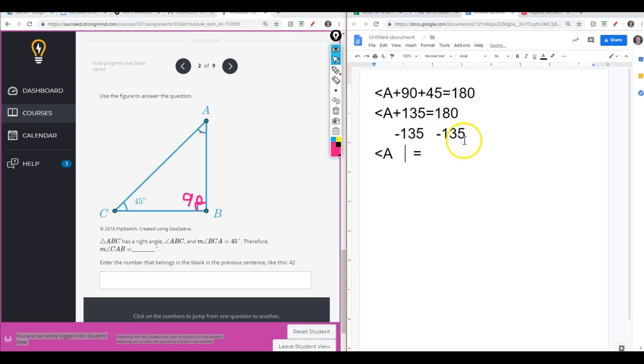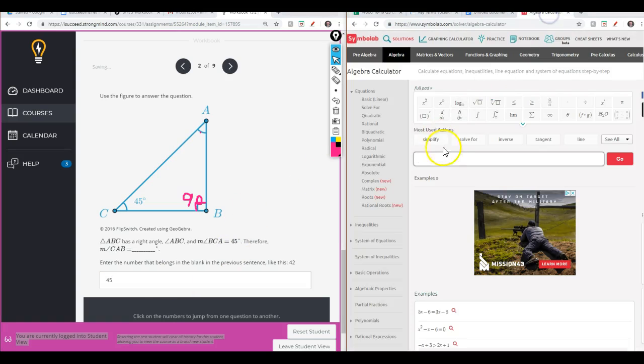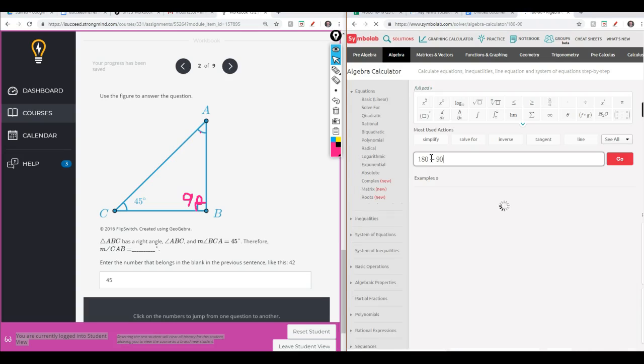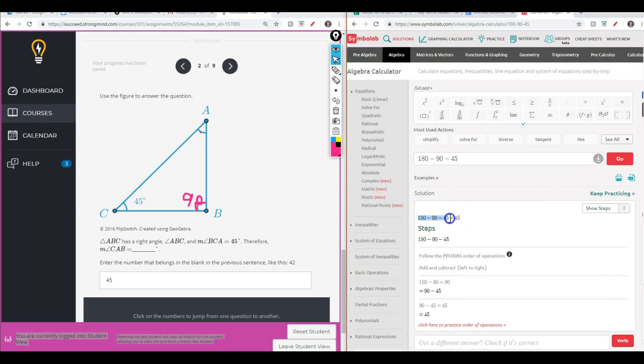So 180 minus 135 though is 45 degrees. So angle A is 45 degrees. One way you could do this in a calculator, this is the Symbol Lab calculator off of the website resources, you could just do 180, subtract the 90 degrees, and then subtract the 45. And notice that it gives you the answer right there.